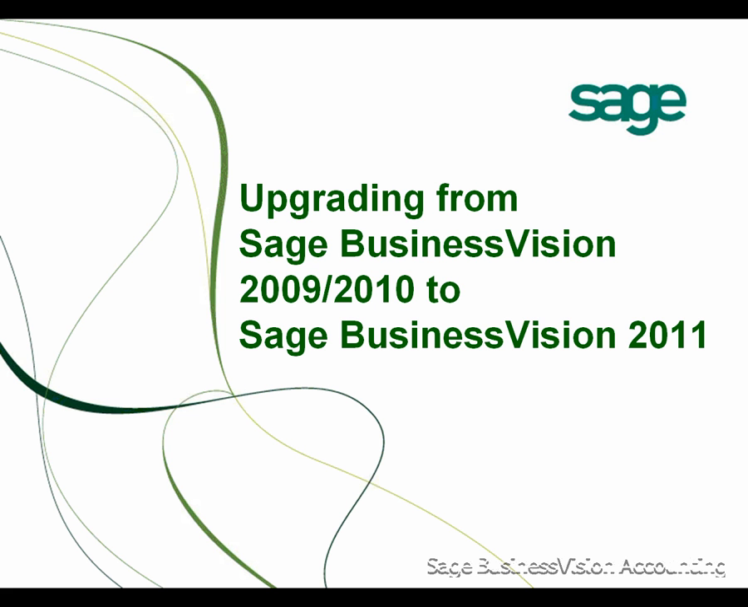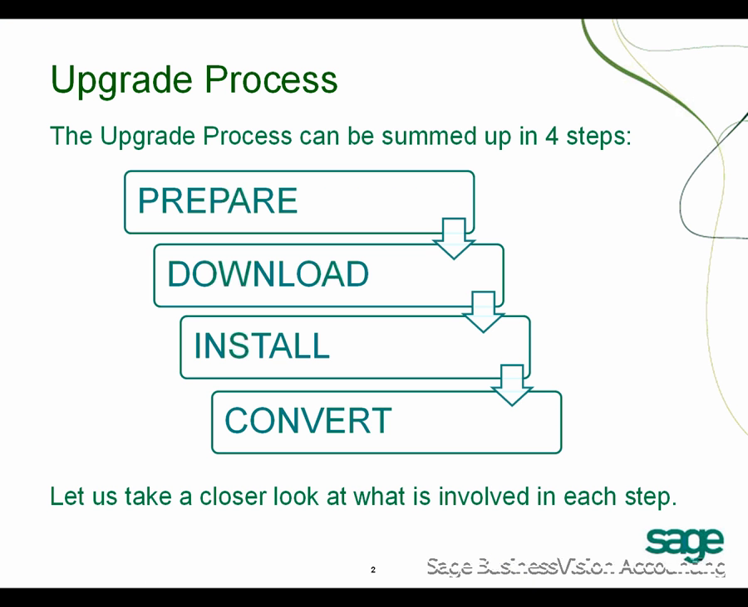This video will give you all the steps required to upgrade your Sage BusinessVision 2009 or 2010 to the new Sage BusinessVision 2011. The upgrade process can be summed up in 4 simple steps: prepare, download, install, convert. Let's take a closer look at what is involved in each of these steps.